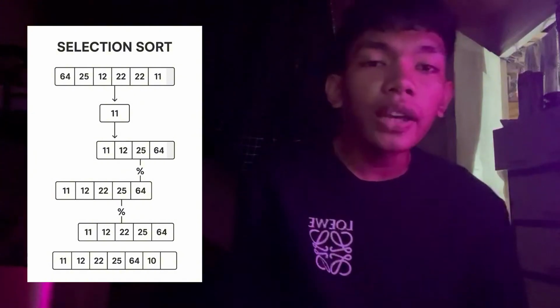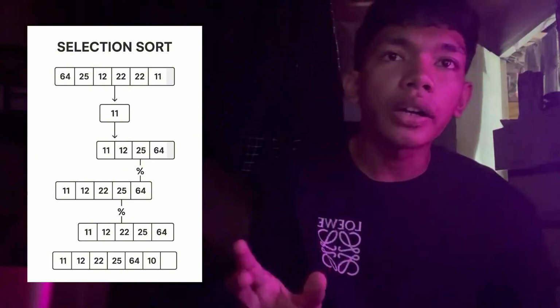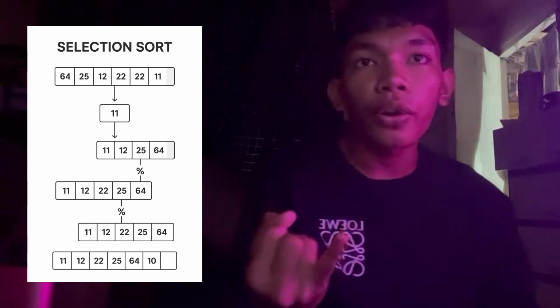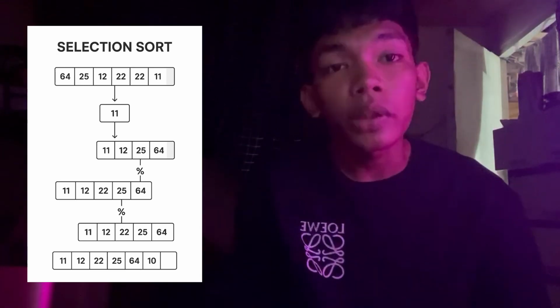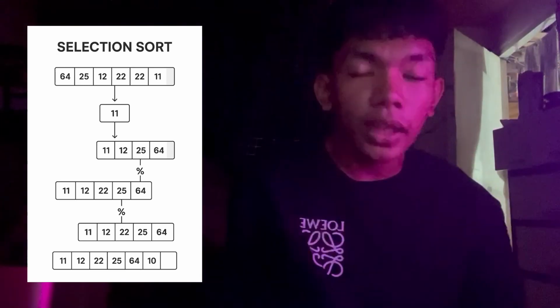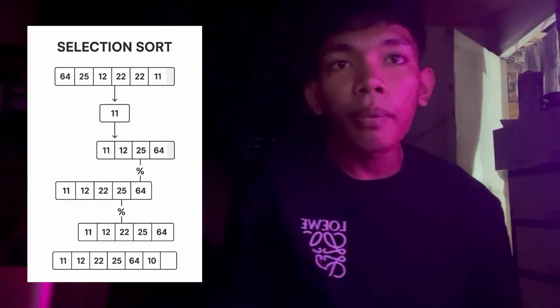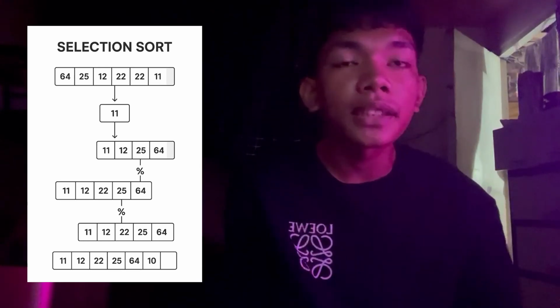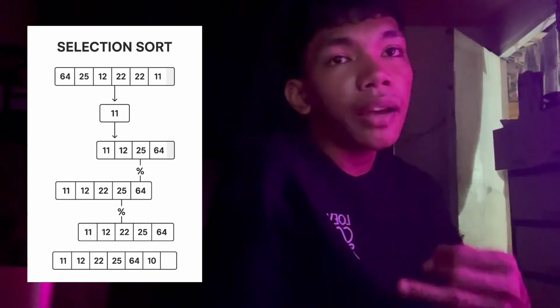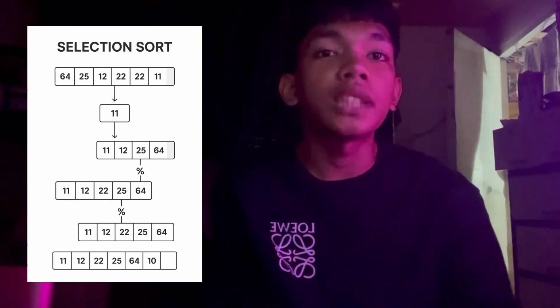Step 1: find the smallest in the whole array. The current array is 64, 25, 12, 22, 11, and the smallest is 11. Swap it with the first element, 64. It's going to be 11, 25, 12, 22, 64.